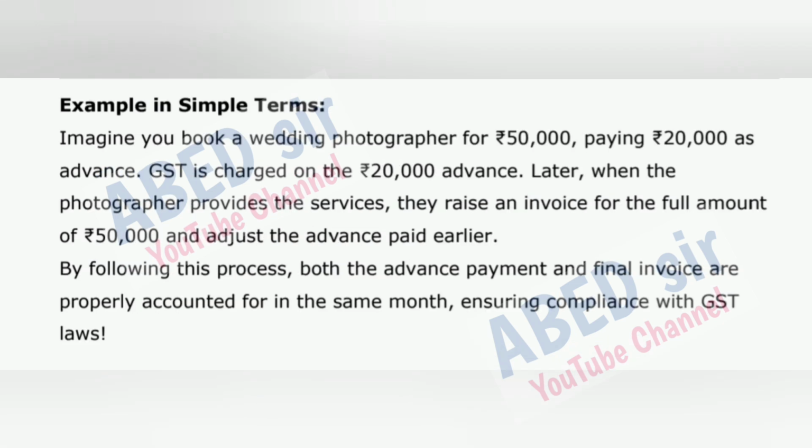Example in simple terms. Imagine you book a wedding photographer for 50,000 rupees, paying 20,000 rupees as advance. GST is charged on the 20,000 rupee advance. Later, when the photographer provides the services, they raise an invoice for the full amount of 50,000 rupees and adjust the advance paid earlier. By following this process, both the advance payment and final invoice are properly accounted for in the same month, ensuring compliance with GST laws.